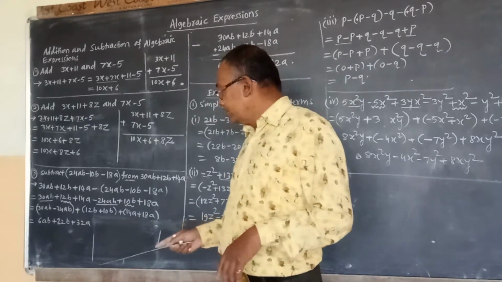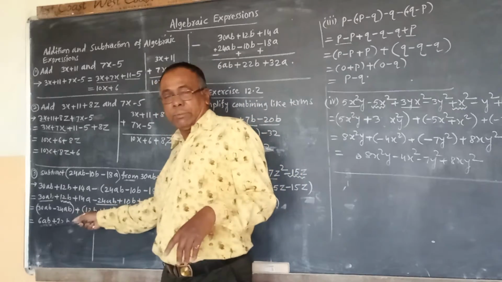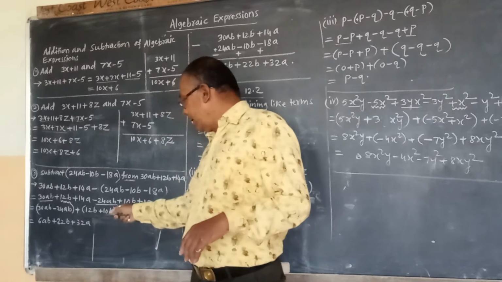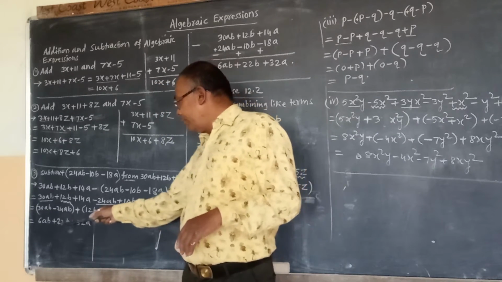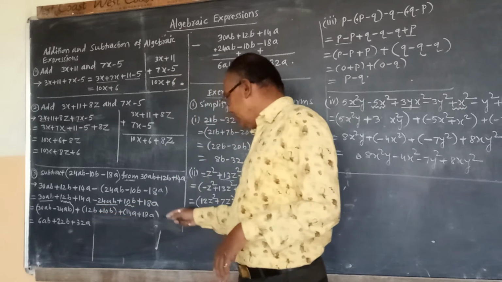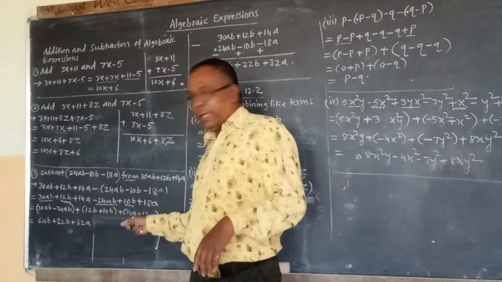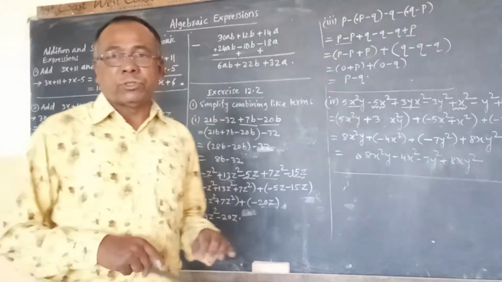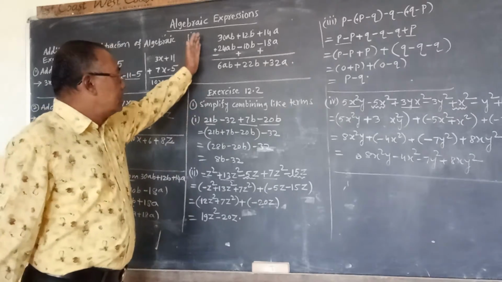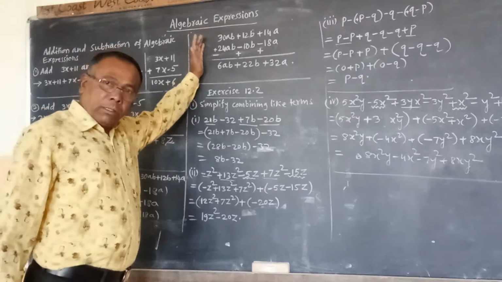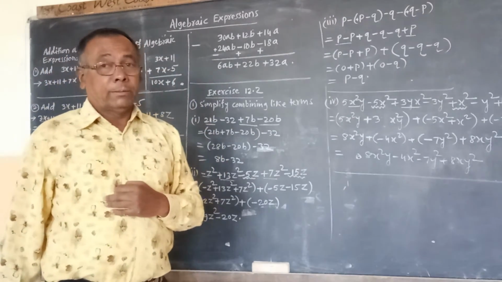And now 30ab minus 24ab will be 6ab, then plus 12b plus 10b will be 22b, and 14a plus 18a will be plus 32a. In this way we have subtracted the two expressions by the horizontal method, and now we will solve the same example by the vertical method.